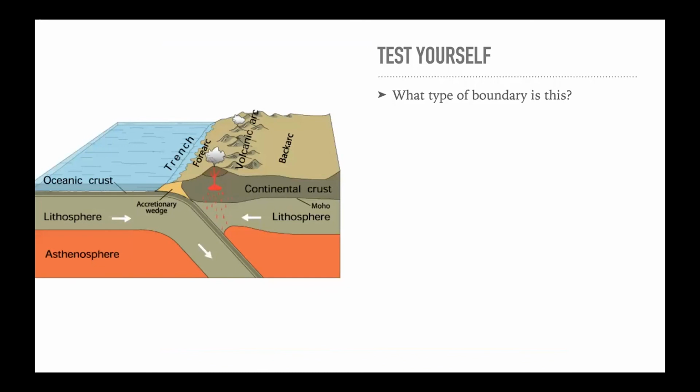All right, so now I'm going to show you a series of pictures. Based on what you've now learned, I want you to try your very best to identify them. So let's take a look at this one right here. Ask yourself, do you know what type of boundary this is? There are 4. I will give you a few seconds, and then I will reveal the answer.